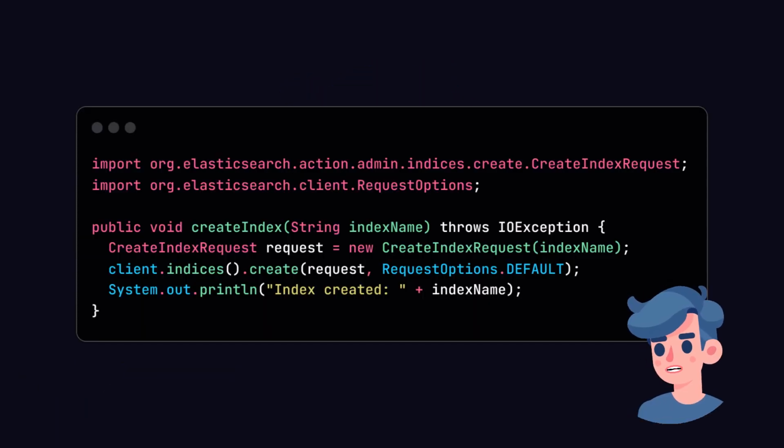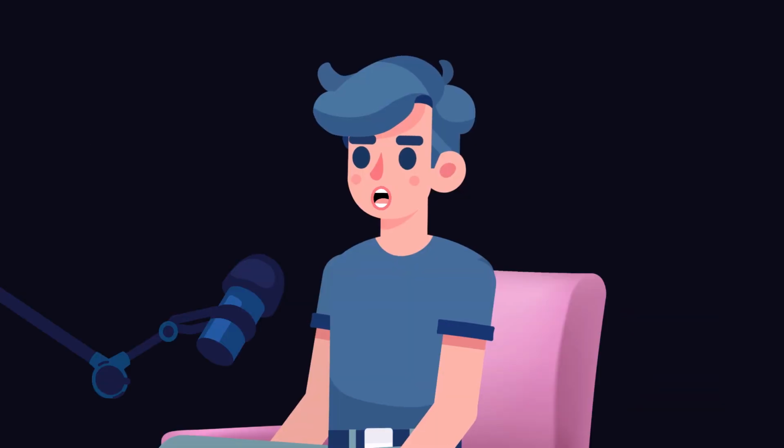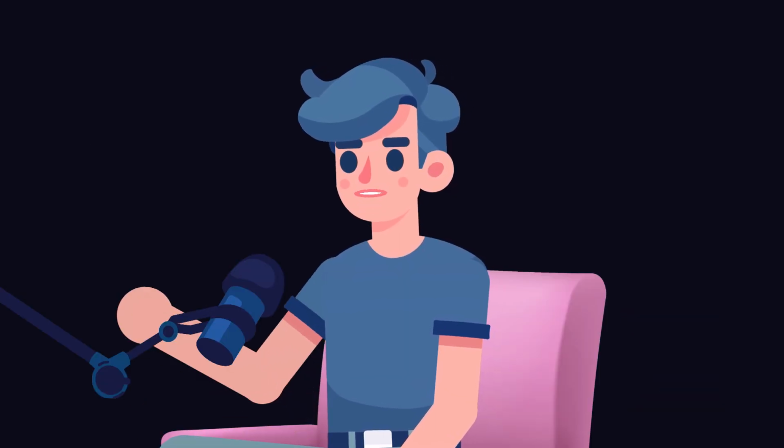Next, let's explore how to create an index in Elasticsearch. An index in Elasticsearch is like a database in a relational database system. To create an index, we will add a method named createIndex in our ElasticsearchExample class. Now, let's modify the main method to call this new method to create an index called test_index. You can run the application again, and you should see a message confirming that the index has been created.